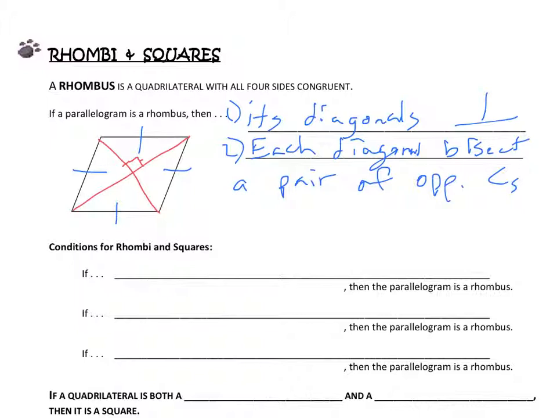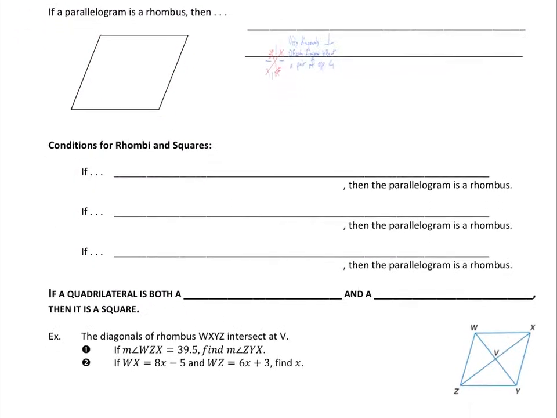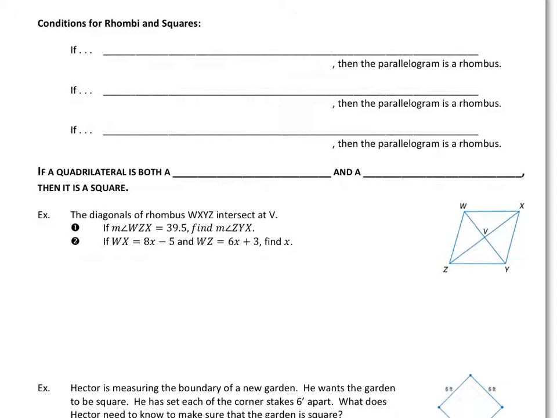And in this case, that means that this angle is congruent to this angle because the diagonal bisected the entire angle in half. This angle is congruent to this angle. Now on the opposite side of it, these angles are congruent to each other. Okay, so diagonals are perpendicular, diagonals bisect each pair of opposite angles. Now, the test to prove whether or not it's a rhombus, we can look at right here.